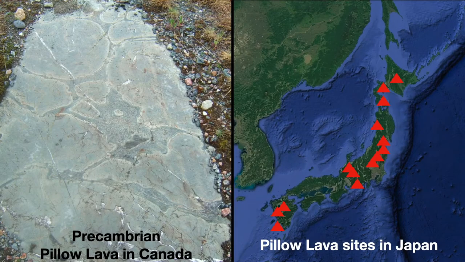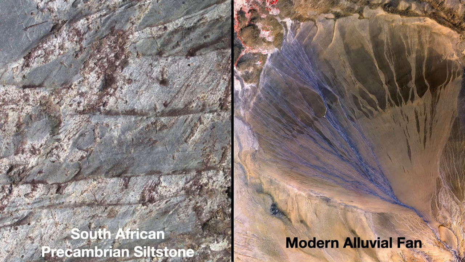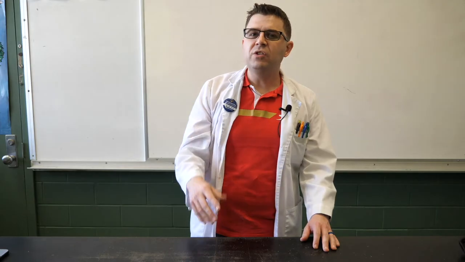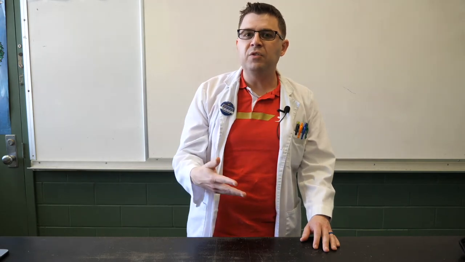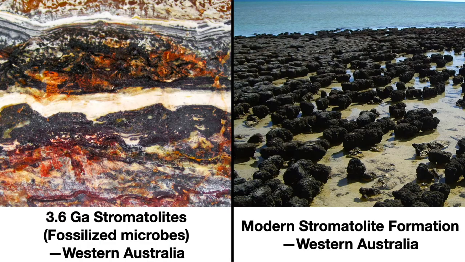So for instance, in the Canadian Shield, we see evidence of volcanic island arcs that resemble portions of modern-day Japan. And the Kaapvaal Craton in South Africa shows evidence of billion-year-old alluvial fans. In Western Australia, we not only see evidence of alluvial fans, but also the bottoms of ancient lakes, braided river terrain, and even large deltaic formations from rivers.